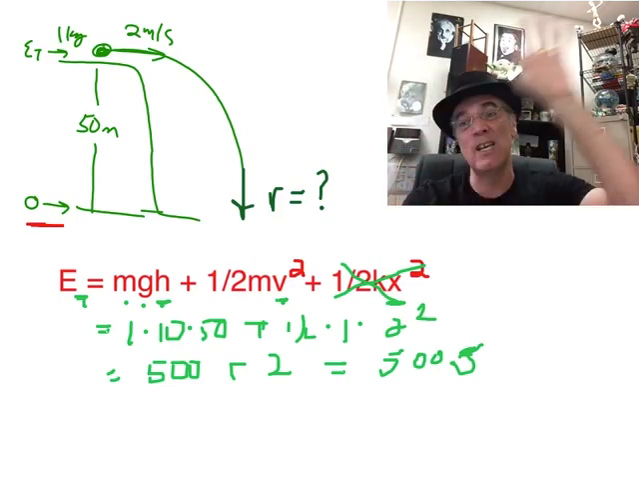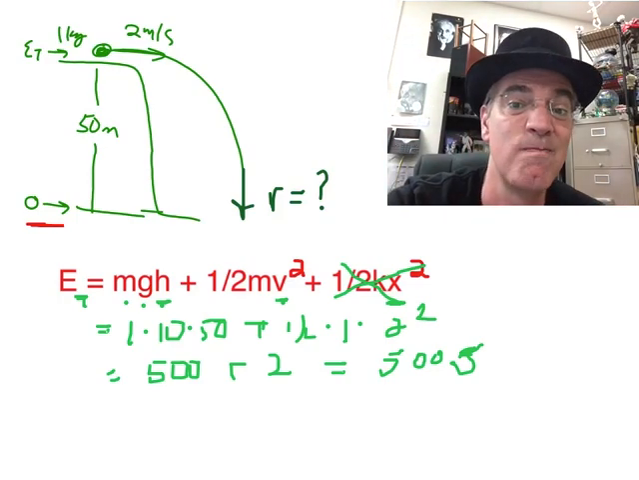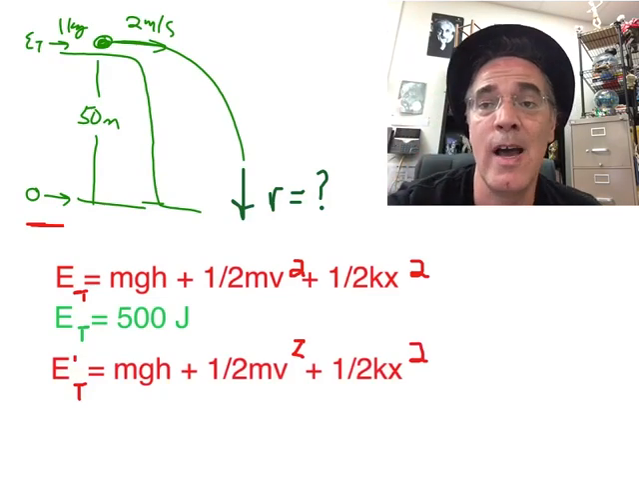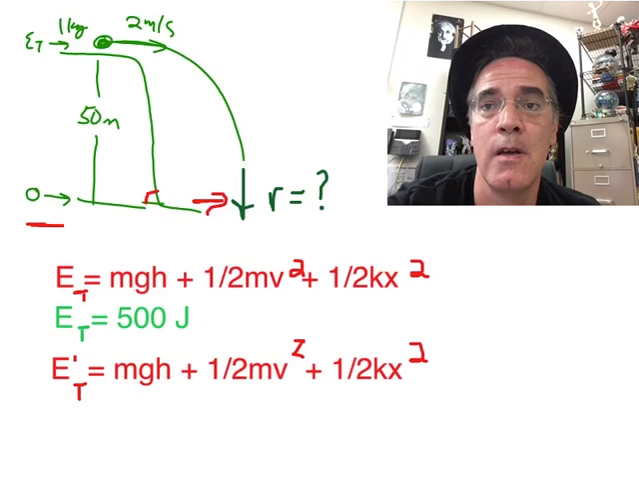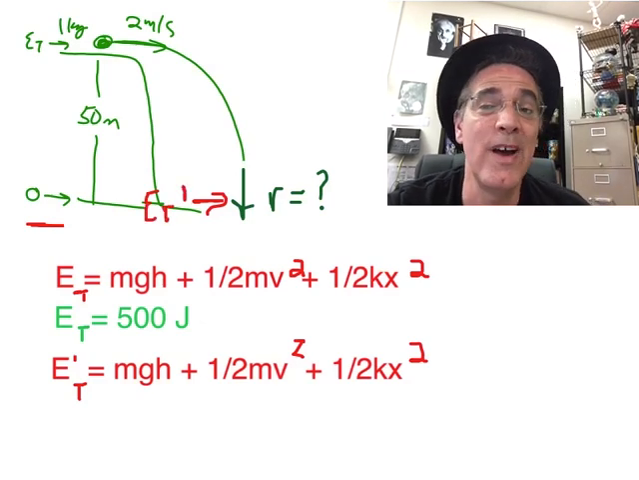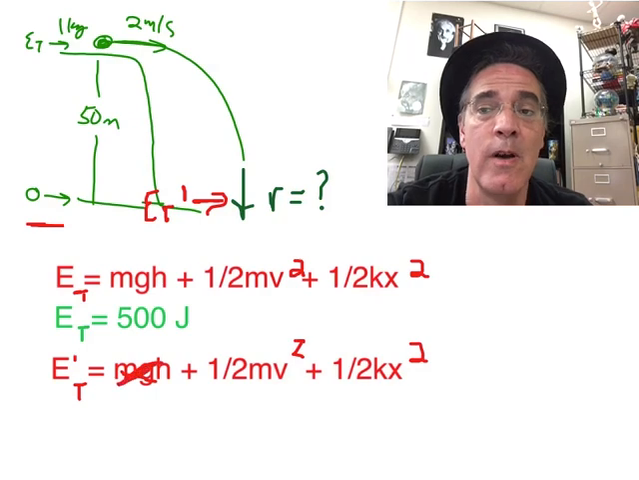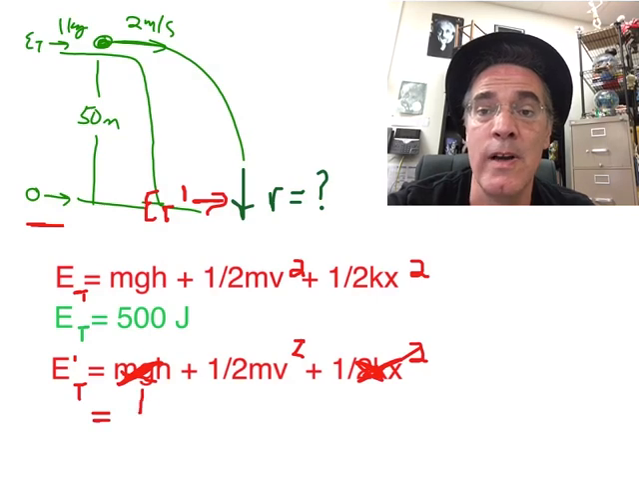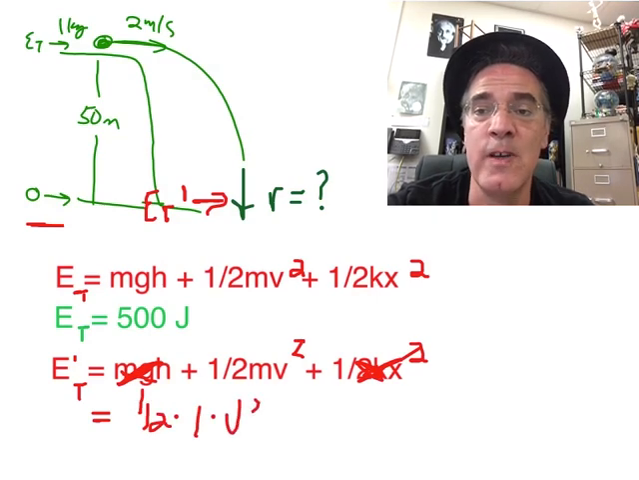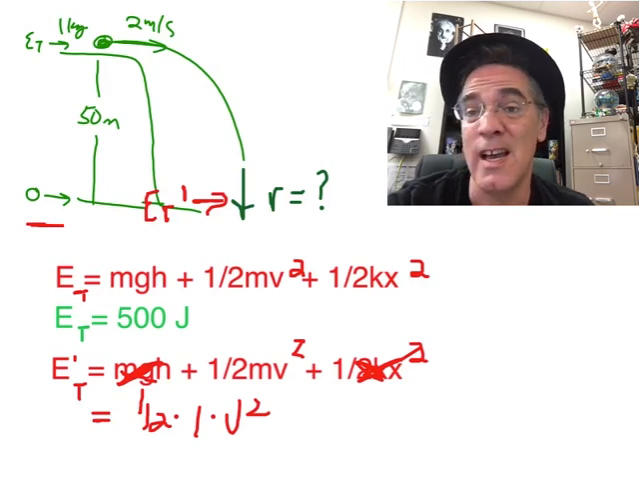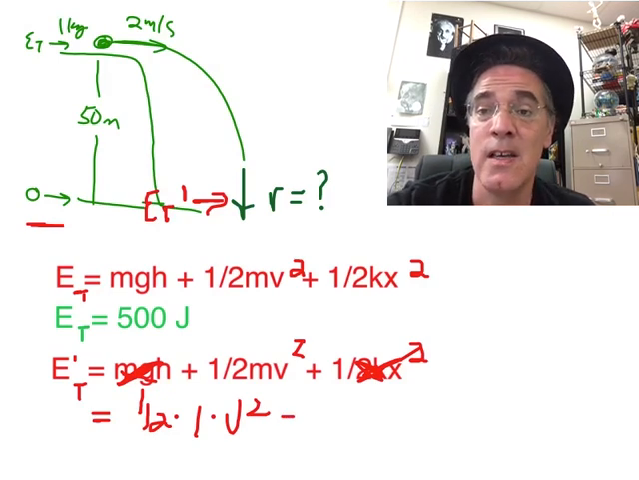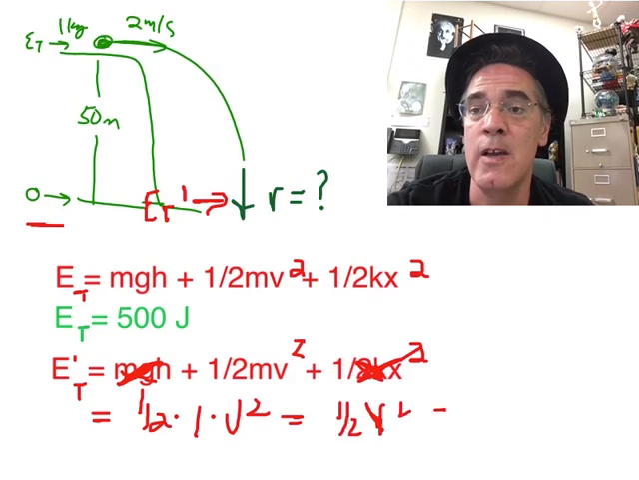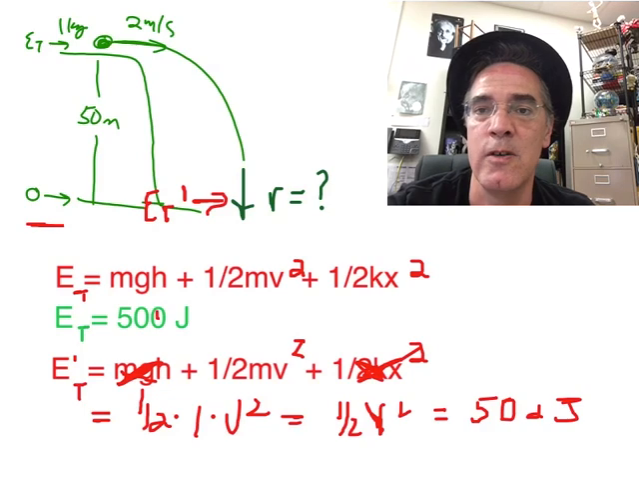So I can set any other energies equal to 500 to get some answers, and that's what I'm going to do next. This time when we do ET prime, we're going to do it down here at the bottom. Now ET prime is going to have no height, so this one's going to go to 0. Again, no spring, and so all we have for ET prime is 1/2 mv squared. So I get 1/2 times 1 times v squared. So essentially I get 1/2 v squared, and I'm going to set this equal to 502 joules. Oh, that should be 502.